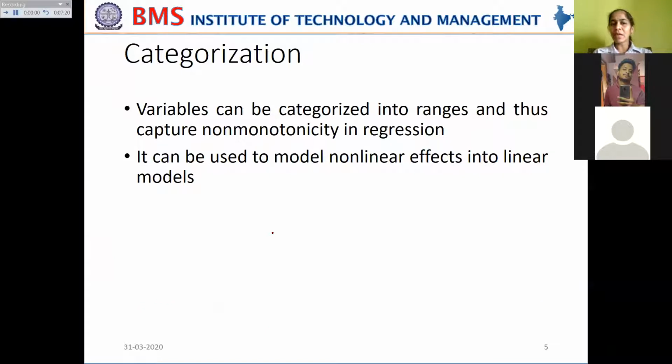So when we use this categorization, it will help us to model this non-linear effect in linear models like regression. Variables can be categorized into ranges and thus capture non-monotonicity in the case of regression. That is why we are resorting to this categorization technique.